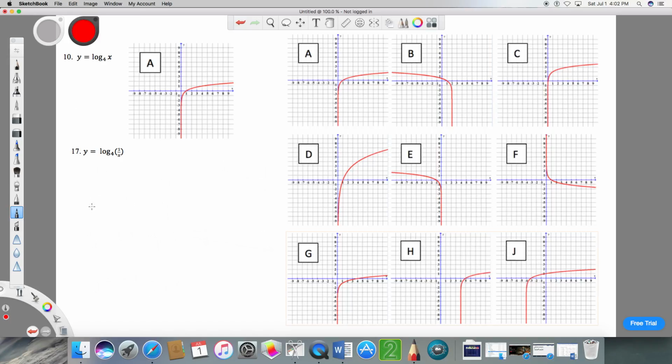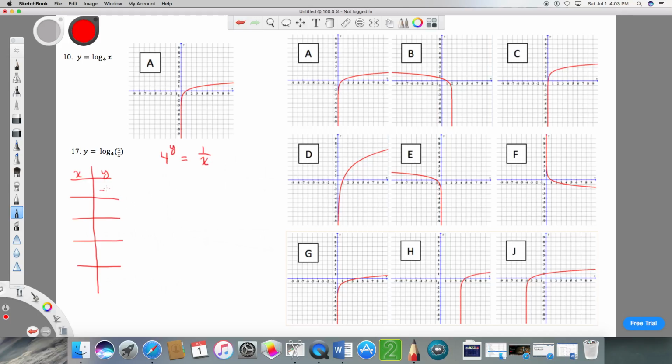So if I create a table of values of x and y, normally we just randomly pick various values in the domain and calculate the output. But for these log functions, if we rewrite this in exponential form, this 4 has an exponent of y, and this is equal to 1 over x. You're going to find it easier to construct this table if you plug in different values for y and find the appropriate x.